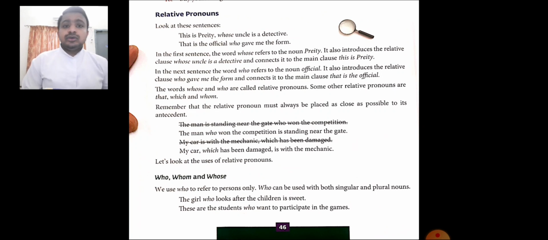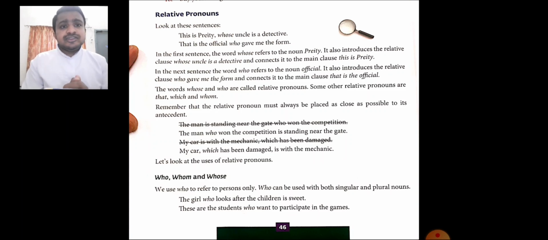First of all, let us look at what I mean by relative pronouns. From the name relative pronouns itself, you can understand that something which is being related is called a relative pronoun. So, the work of a relative pronoun is to relate the subject to the other part of the sentence. Look at the example there. This is Preeti, whose uncle is a detective. There, whose is used to relate Preeti to her uncle, who is a detective.